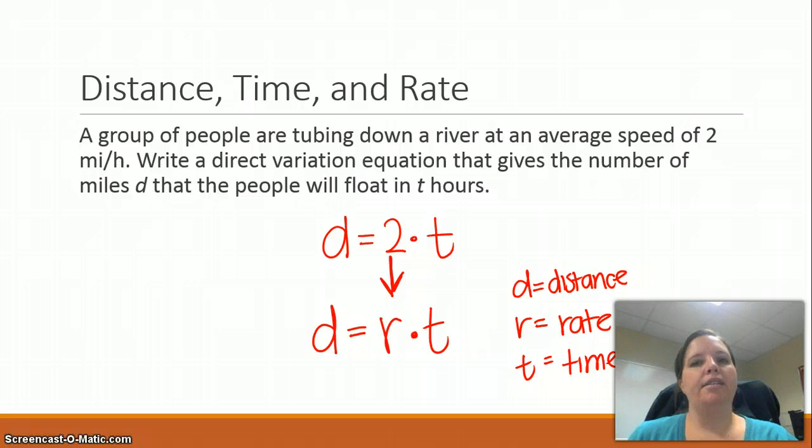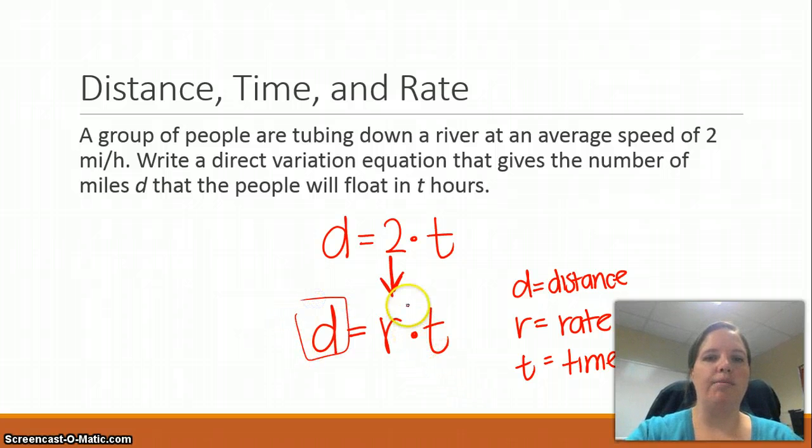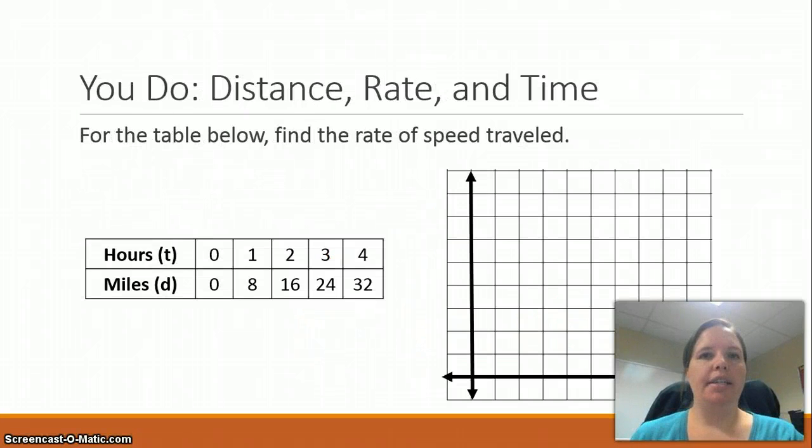We're going to relate this to our roller coasters because we're going to be finding the rate that your marble car is moving through the roller coaster. How are we going to do that? Well, we're going to measure the distance your marble's traveling and the time. So last thing here is a you-do on distance, rate, and time. You're going to use this table below to find the rate of speed traveled.